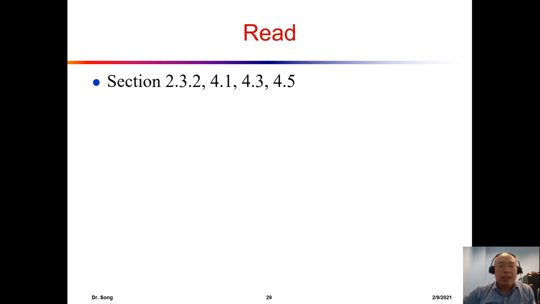And for the reading, today you do have a lot of reading to do in this book. We have section 2.3.2 talking about the master method, and you also need to read sections 4.1.3 and 4.5 to see more applications of the master theorem.